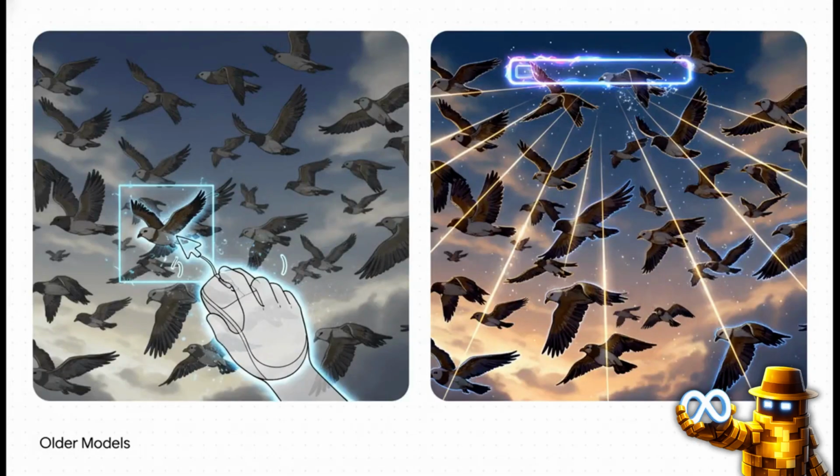And you can really see the difference here. With the older models, the whole process was so tedious. You had to click or draw a box around every single object. With SAM 3, you just say what you're looking for, and it finds every single instance in the scene. This is not just a little improvement. It's a totally new way to interact with visual AI.